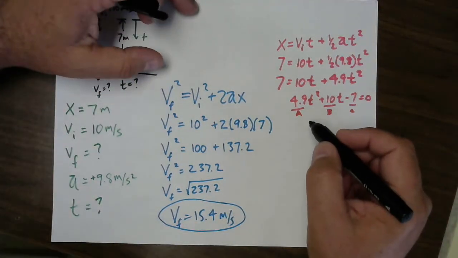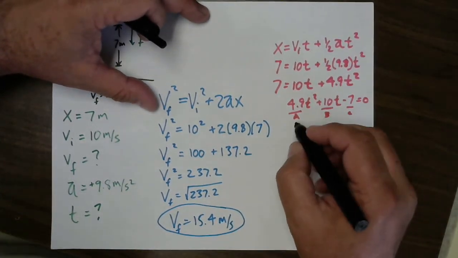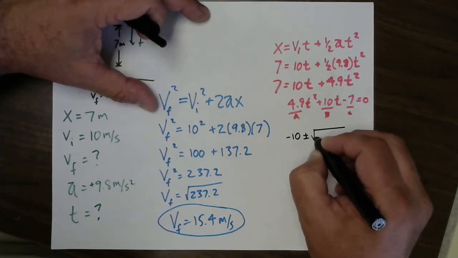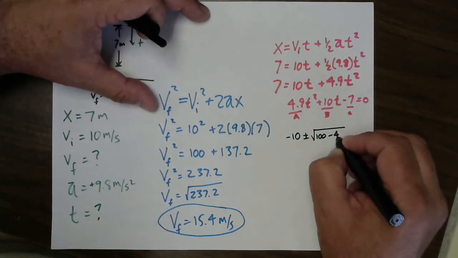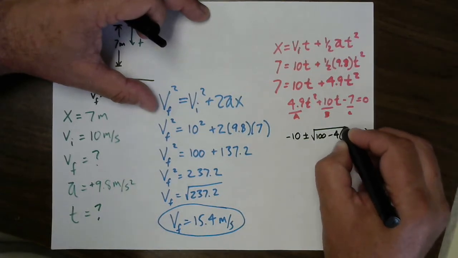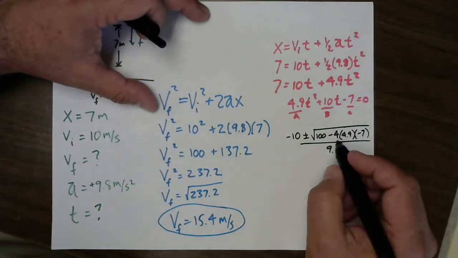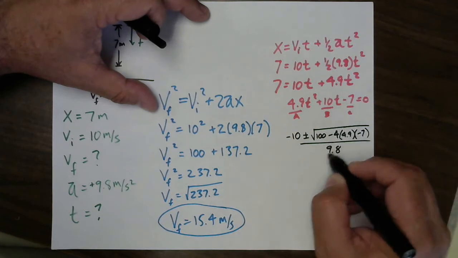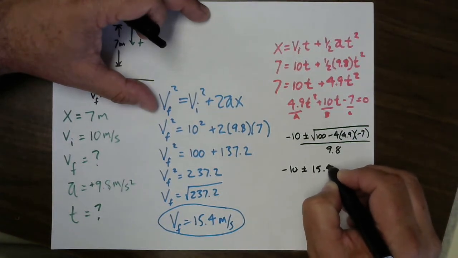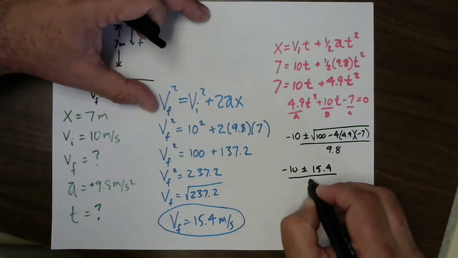Now, a lot of calculators have the formula built in, and if you use Desmos or Wolfram Alpha, it'll do it for you. I just happen to have it memorized, so I know that it's minus b plus or minus the square root of b squared minus 4 times a times c, all over 2a. Now, when you get done doing this thing under the square root, you find out that that is 15.4. It's the same as what we did here. It's kind of interesting, over 9.8.